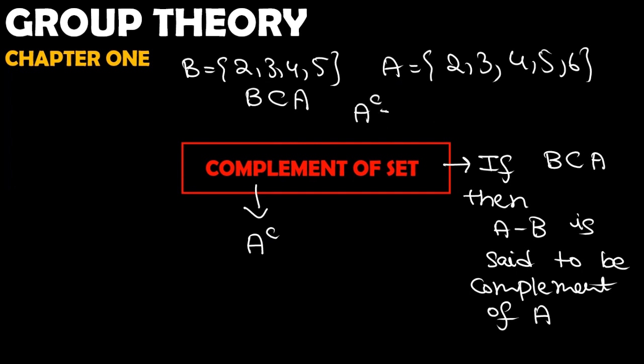A complement will be like this: A minus B. Then A minus B, the elements which are in A but not in B. 6 is the only element. So in this way, we can find the complement of it, right? I hope you can understand it by this example.